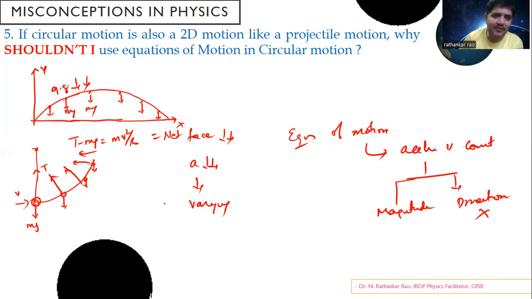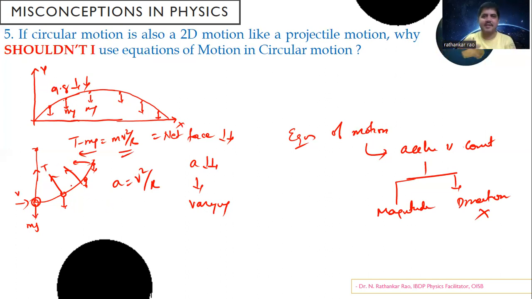What about the value of a? The value of a, for example here, where did I write? I wrote here, net force is mv square by r. So therefore acceleration is equal to v square by r. Though r is constant, v will be changing. As it keeps on going, the velocity should change, right? Do you agree? The velocity is changing.